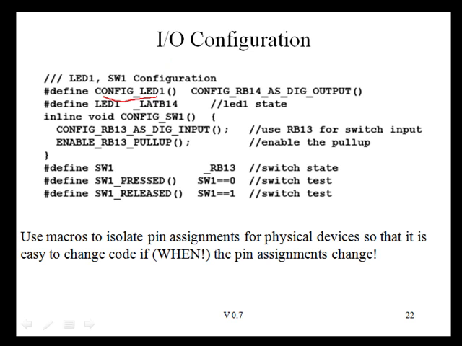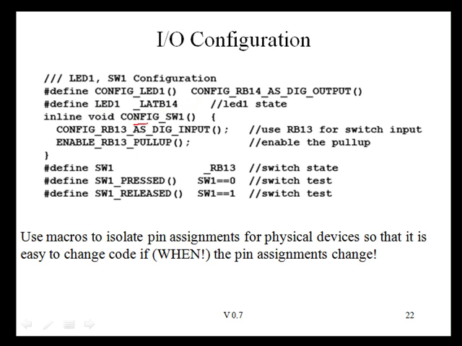The CONFIG_LED1 macro is going to use our library macro CONFIG_RB14_AS_DIG_OUTPUT. RB14 is going to be configured as a normal digital output. It is not going to be open drain. It will be able to both drive high and low. We're going to define LED1 to stand for _LATB14. This is going to be used to affect the LED1 state. When we write to LATB14, we're going to be changing the LED1 state.